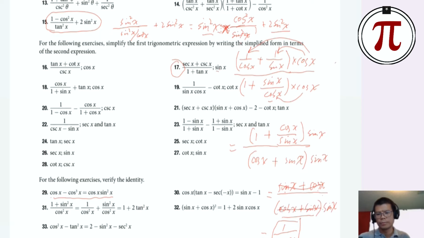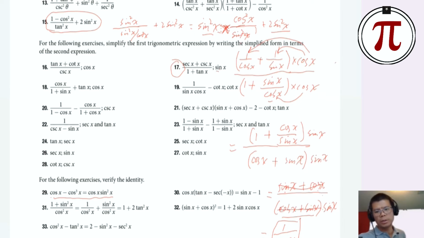What I did from the beginning, like the first step, where you multiplied cosine on top and bottom, is that on top of the fraction, I multiplied the right by cosine top and bottom, and then the left by sine top and bottom. So now we have the bottom is cosine times sine, and the top is cosine plus sine. I was trying to get a common denominator.